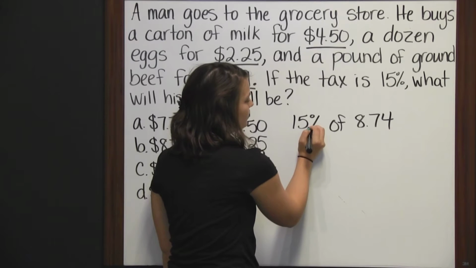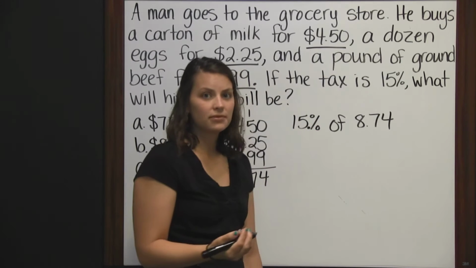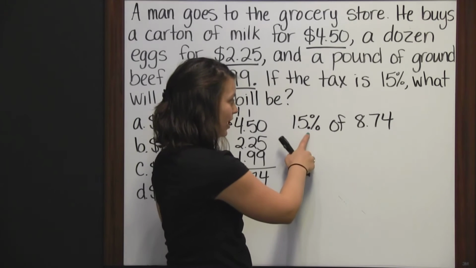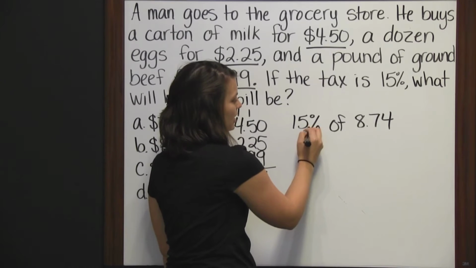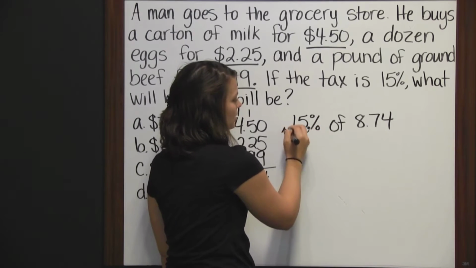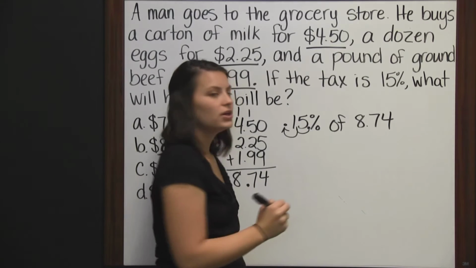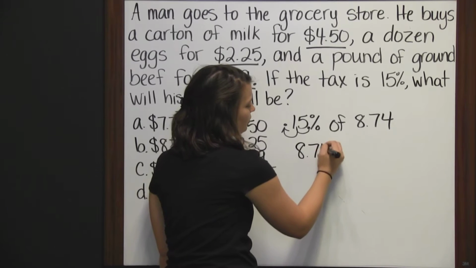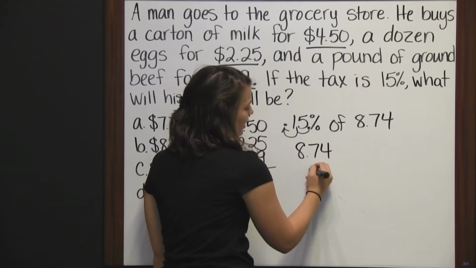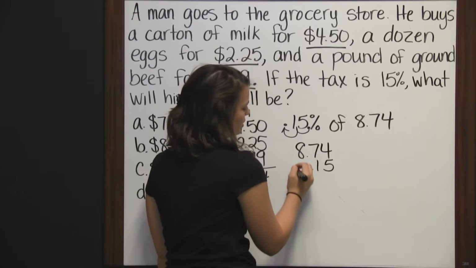And to do that, the decimal is at this point behind our number. To change our percent into a decimal, we have to take it and move it 2 places to the left. So to find the tax, we'll take $8.74 and multiply it times 0.15.